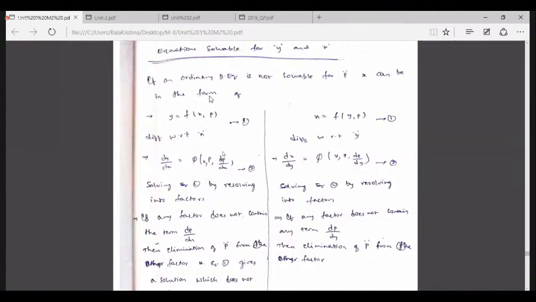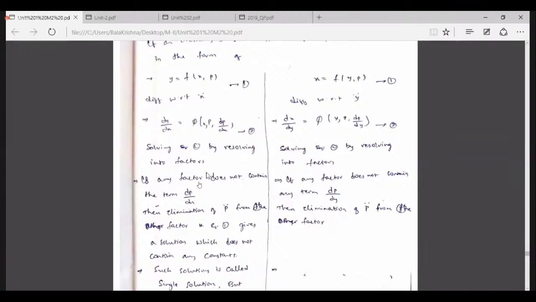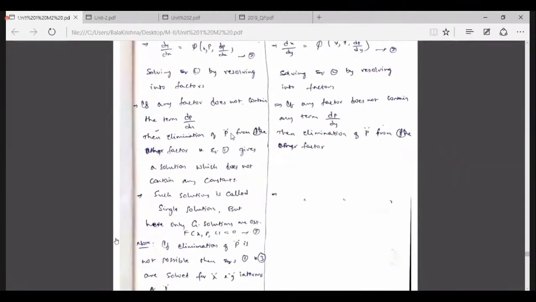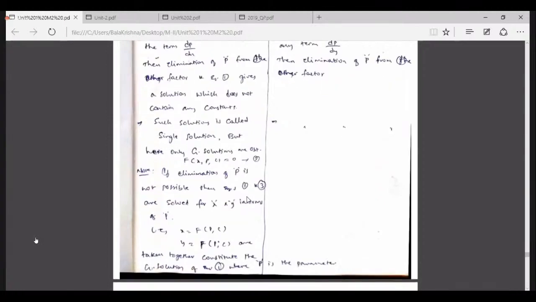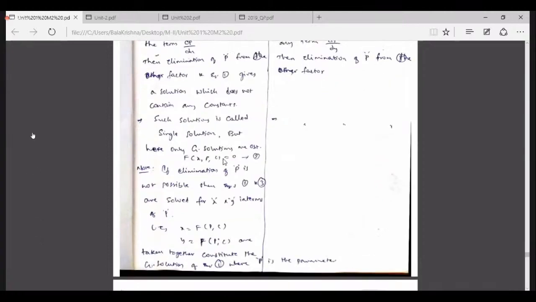So if you can express in this format or in this format, you have to differentiate here with respect to x, here with respect to y, and try to express them in factor form. Once you have the factors, consider the factor which contains the dp by dx or dp by dy terms. Consider those and solve them, then you will get the solution.